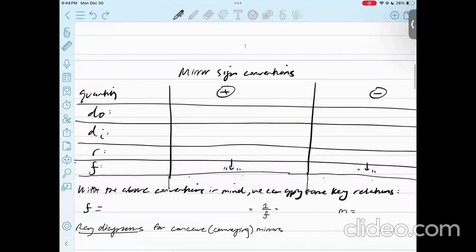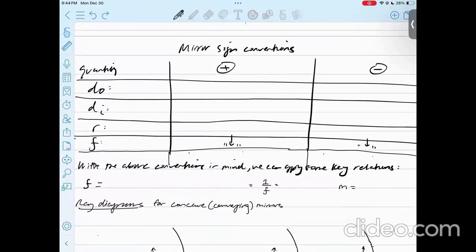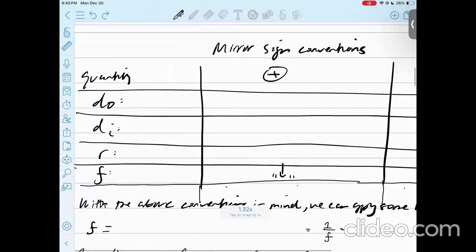Beautiful. Okay. So before we get on to problem solving with mirrors, these ray diagrams and these equations, it's very important that we get our sign conventions straight, because people have differing ones, and if we're not consistent, then everything gets messed up. So we have these four quantities of interest.